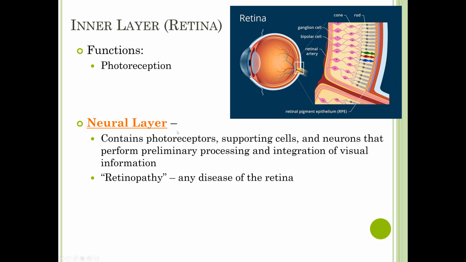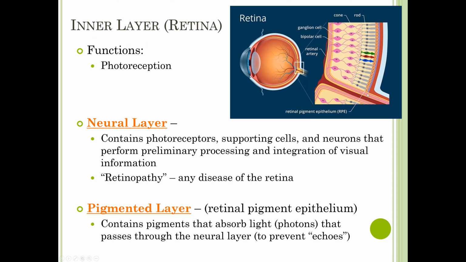So the neural layer contains photoreceptors, supporting cells, and neurons that are going to perform the preliminary processing and integration of visual information. And we're going to go a lot more into detail on photoreception and how this works in later sections. For now, I'll just tell you that a term to be familiar with is retinopathy, which is any disease of the retina. There is also a pigmented layer, which are these little square-shaped cells at the very back here. These are also called the retinal pigment epithelium.